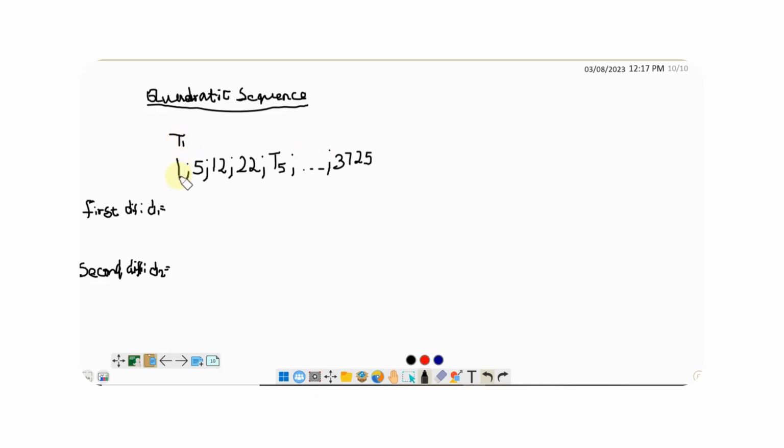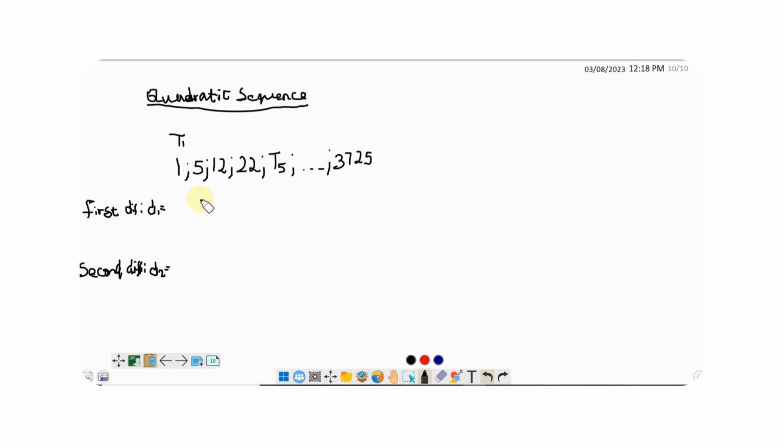T1 is 1, the second term is 5, the third term is 12, the fourth term is 22. We have T5 and up to a term that is 375. So how do you recognize that this is not arithmetic and it's not geometric? It's simple. The first thing you do, you test.